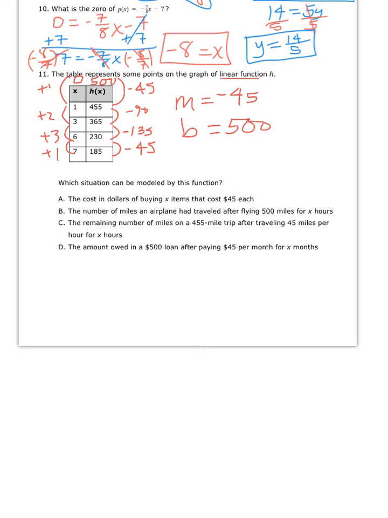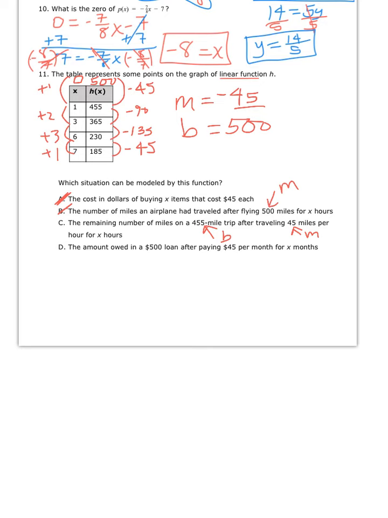So here, my h of x values, as x increases, what's happening to h of x? Is it increasing or decreasing? Decreasing. So it can't be A, because when you buy stuff, your total cost increases, right? B, the number of miles an airplane has traveled after flying 500 miles for x hours. That's a rate, isn't it? What's my rate, though? Negative 45. So can it be B? No. C, the remaining number of miles on a 455-mile trip, traveling 45 miles an hour for x hours. So there's your slope. This is your y-intercept, right? So that's where you're beginning. You have 455 miles to go.